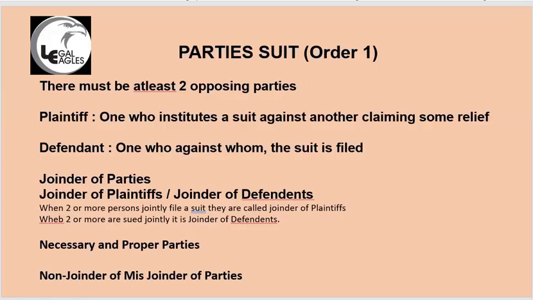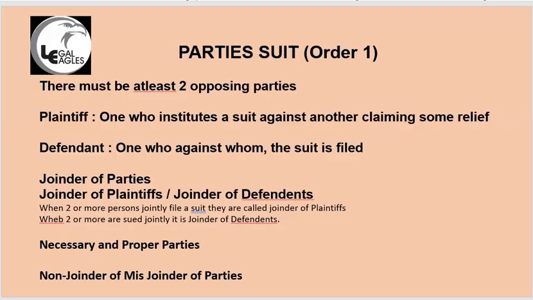So as I told, when two or more parties join, it is joinder. Same thing, if two or more are jointly sued, it is joinder of defendants. Okay, you are clear, right? Joinder of plaintiff and joinder of defendant is there. So then the important thing is, who is a necessary party? Necessary and proper party.